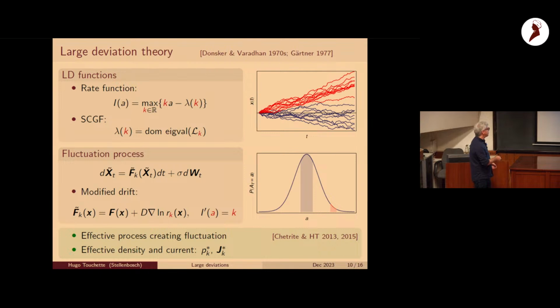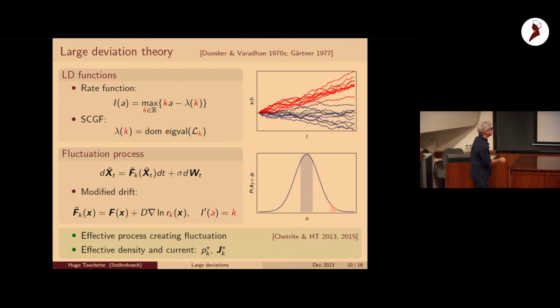And then we know from the theory that this modified stochastic differential equation has a modified drift, and it's the original drift plus the diffusion matrix, and then the gradient of the log of R of k, and R of k is the eigenfunction that's related to the dominant eigenvalue. So from the dominant eigenvalue, you get the rate function, and from the corresponding eigenfunction, you get the modified drift that gives you an explanation as to how fluctuations are created.